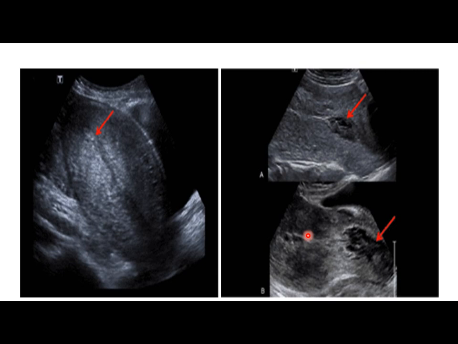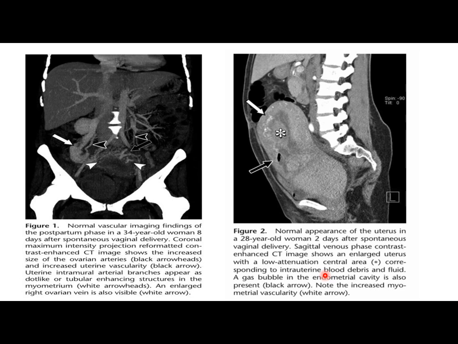Also, an echogenic endometrial cavity with the presence of heterogeneous blood clot within it is considered normal and should not be mistaken for a complication. Also, during the postpartum, there is engorgement of the veins and arteries.